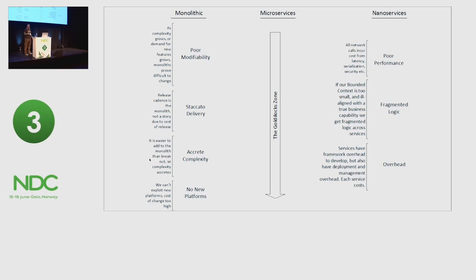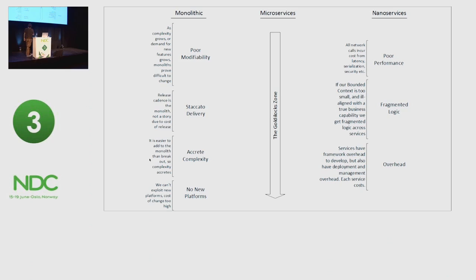Okay. And the final problem with nanoservices essentially is overhead. Every service has an overhead to develop, every framework you use. So if you're building a Windows service, for example, even using Topshelf, every service has an overhead that you've got to pay. And management of more things costs you more, right?